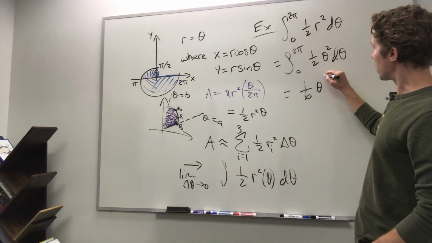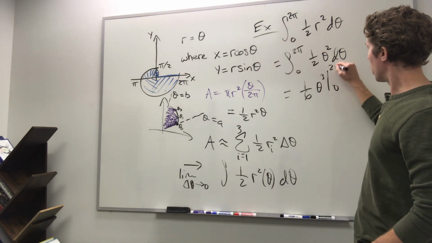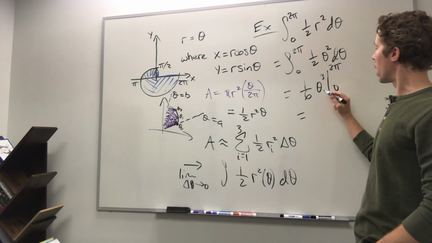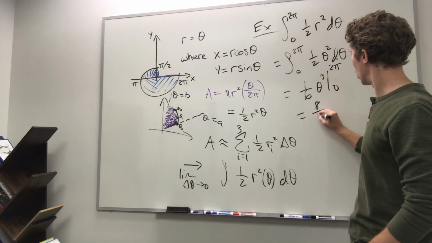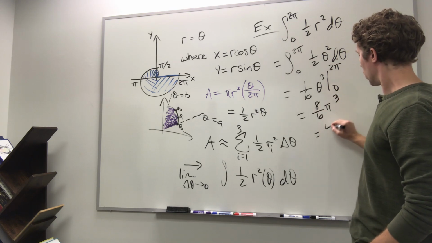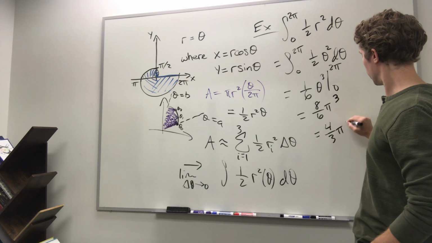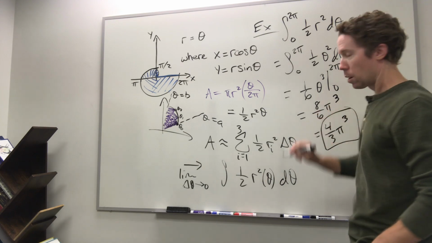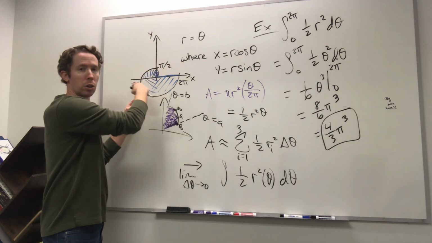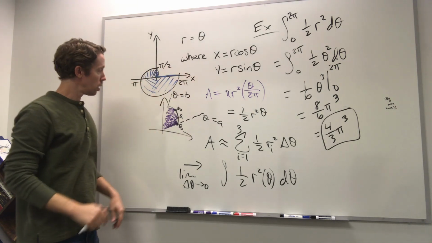I'm getting 1/6 theta cubed from 0 to 2 pi. So theta cubed becomes 8 pi cubed. So I'm getting an area of 4/3 pi cubed inside this spiral.